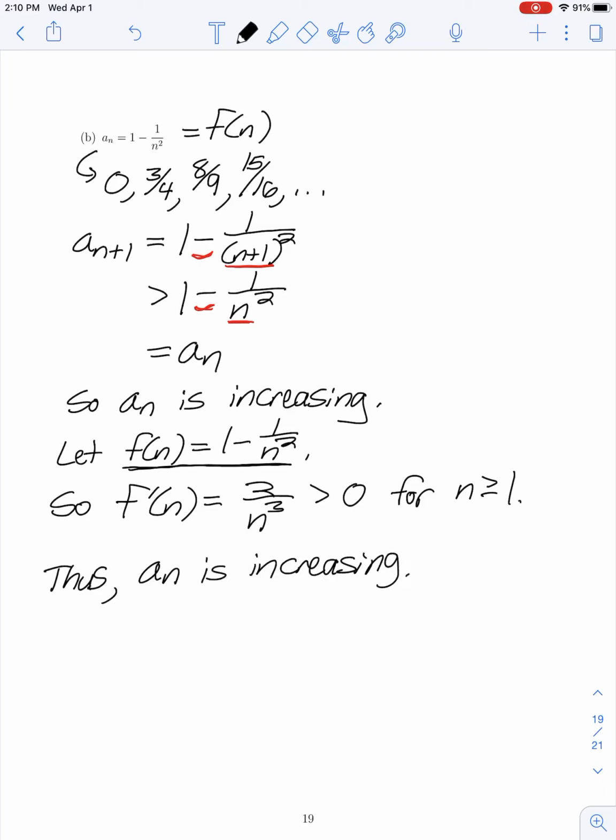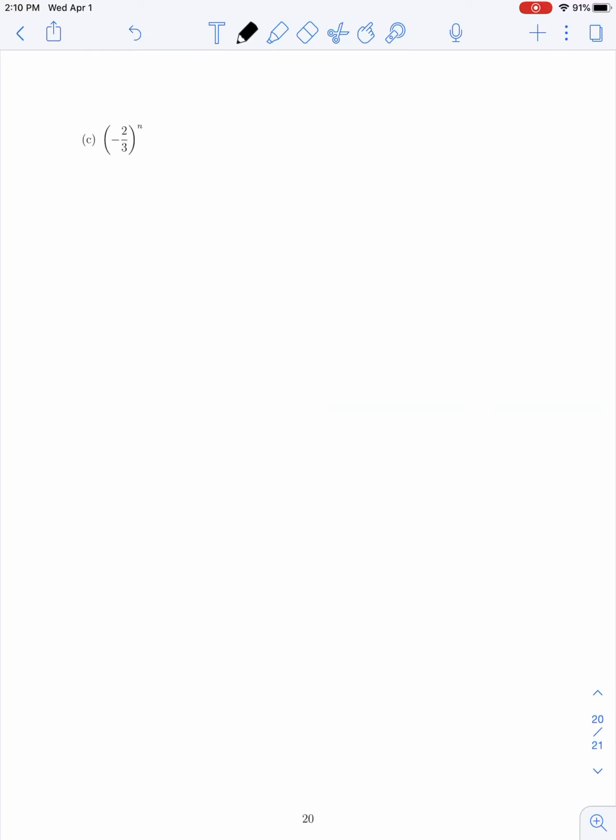So another approach would be to differentiate the general term of your sequence, and if it's a positive value for the derivative, we can also say a_n is increasing. So let's look at another one. In our next example, part C, we have negative 2/3 to the nth power.